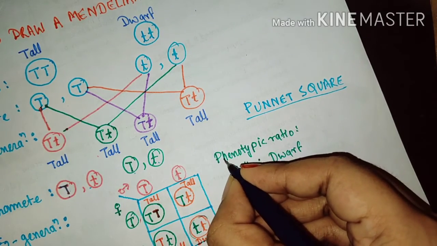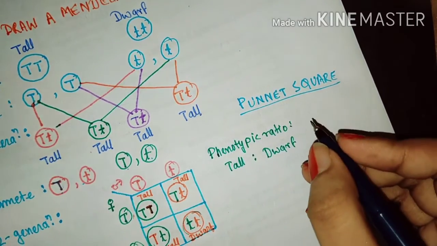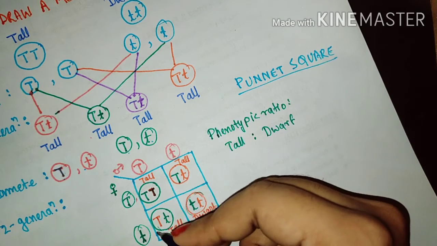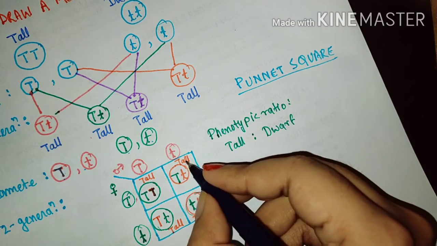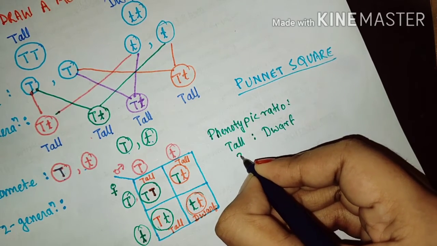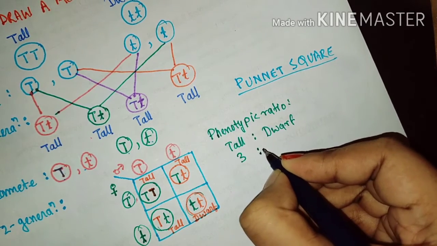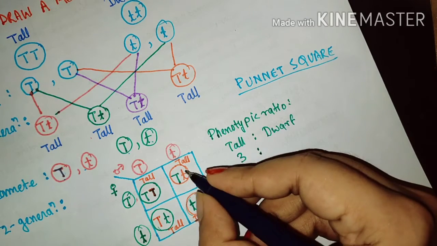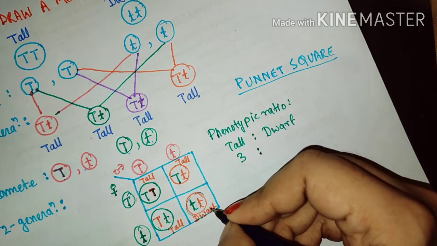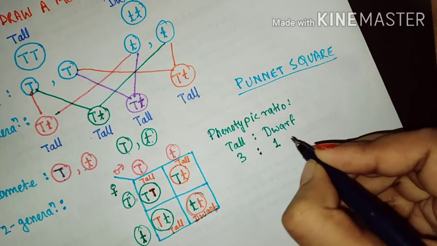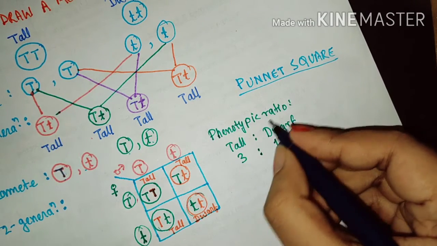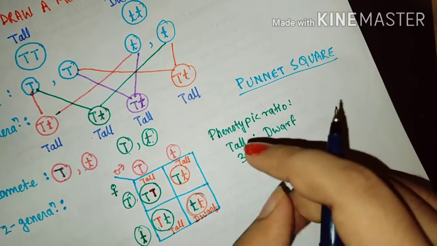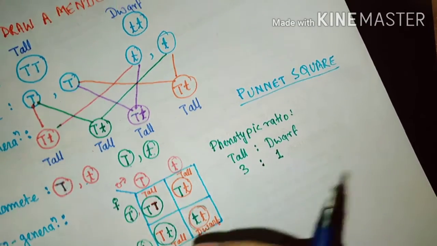Phenotype means the characters which you can see. The tallness, how many tall individuals are there? 1, 2 and 3. 3 tall individuals are there. Then dwarf. Tall, tall, tall and dwarf is just 1. So the ratio of phenotype for monohybrid cross is 3:1. This thing is very much important. You have to remember this.